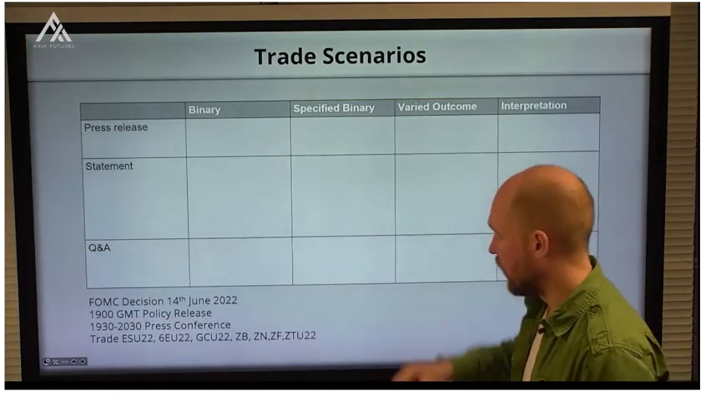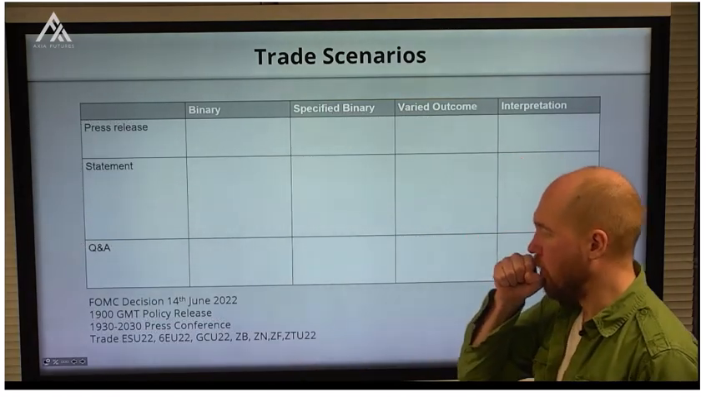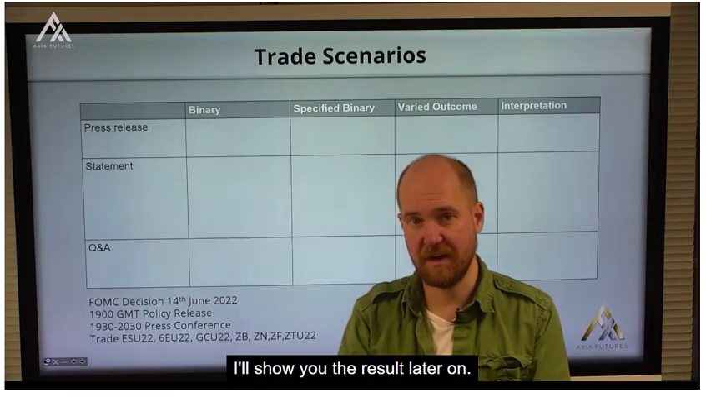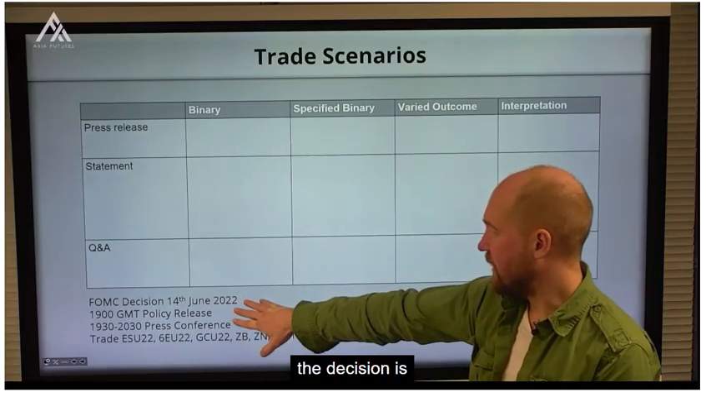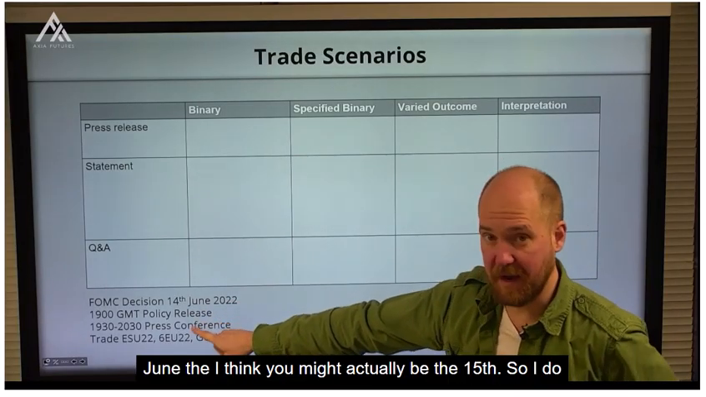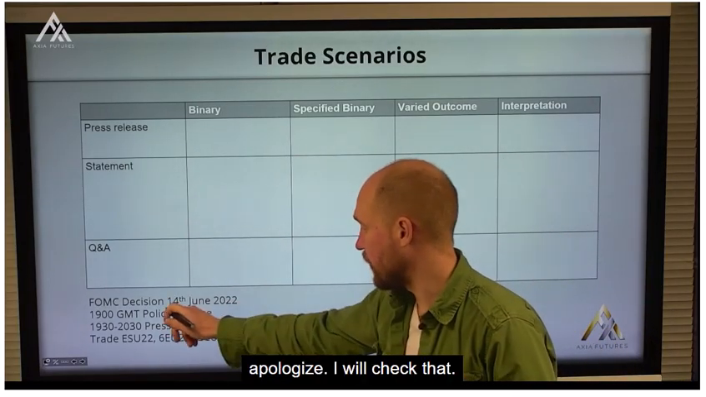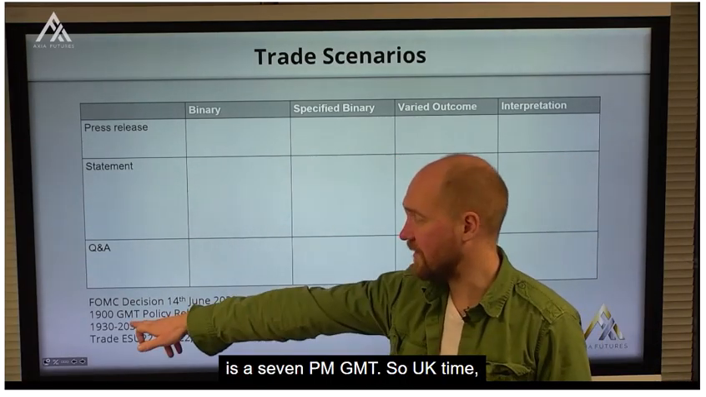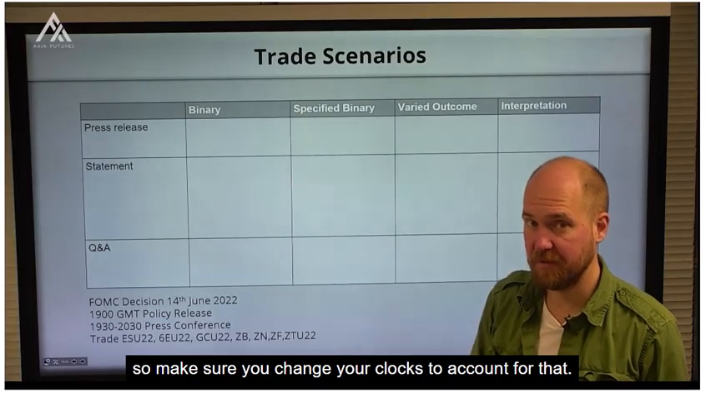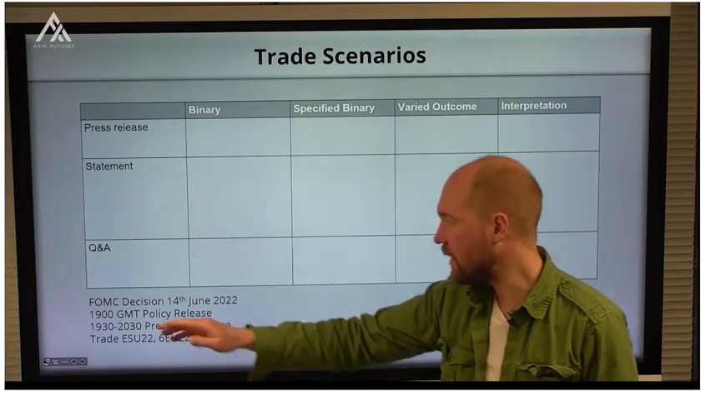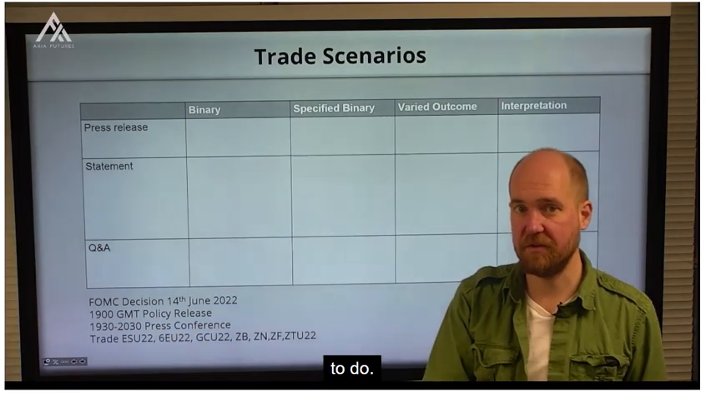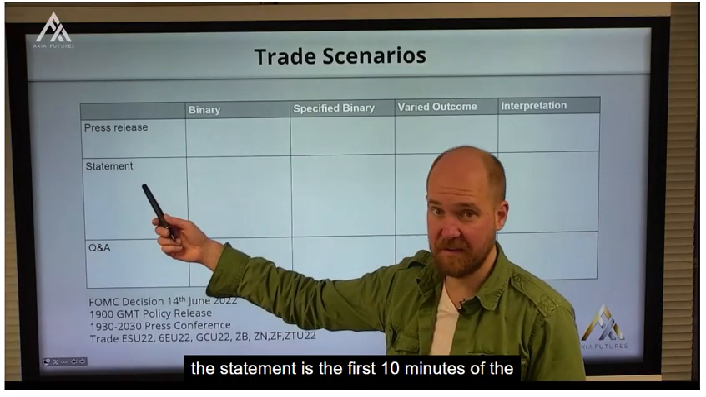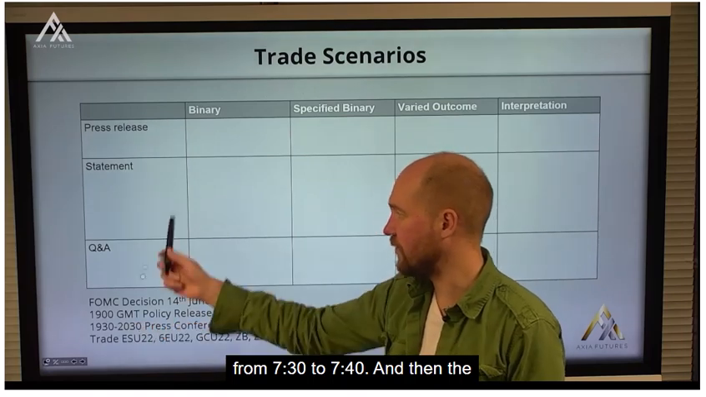So, with all of that information at hand, go and have a go at trading this. I'll show you the result later on. The decision is June, I think it might actually be the 15th, so I do apologise. I will check that. June the 15th, 2022. The policy decision is at 7 p.m. GMT, so UK time. So make sure you change your clocks to account for that. Press conference is for an hour. What I want you guys to do is, through the press release, the statement is the first 10 minutes, from 7:30 to 7:40, and then the Q&A.